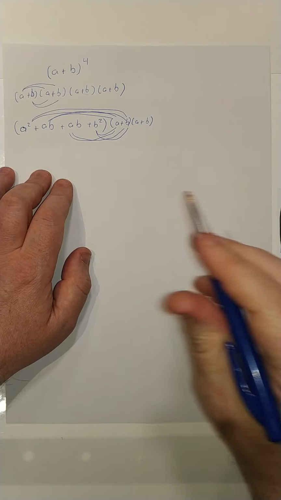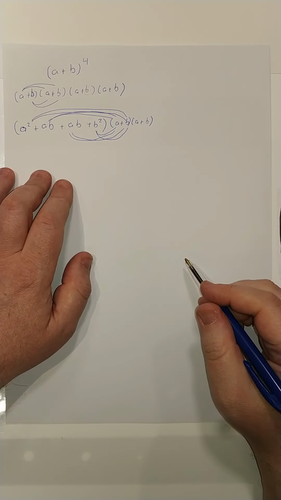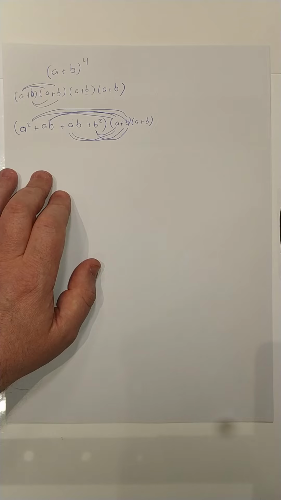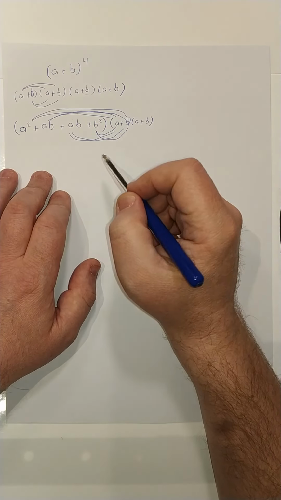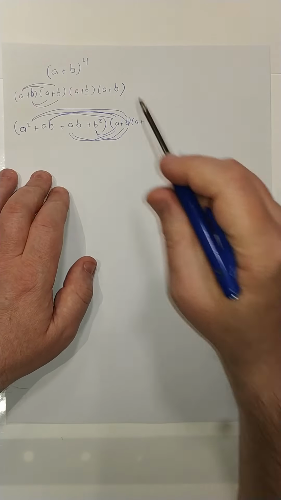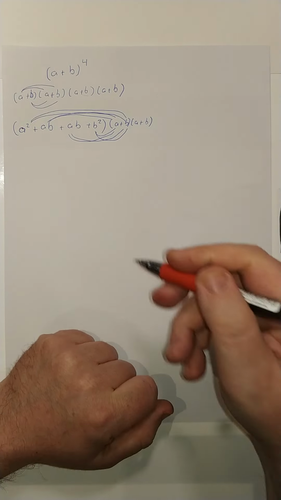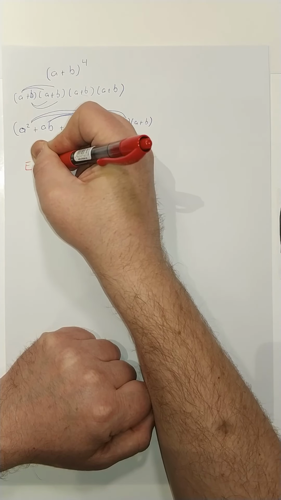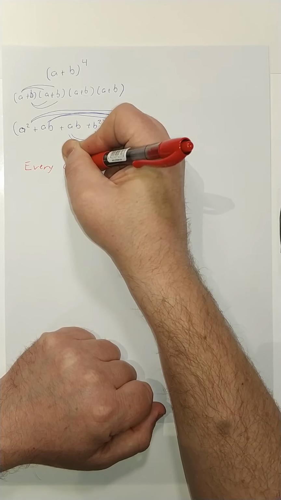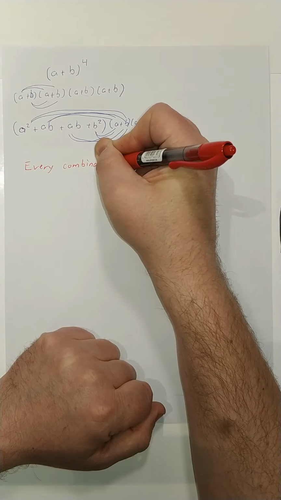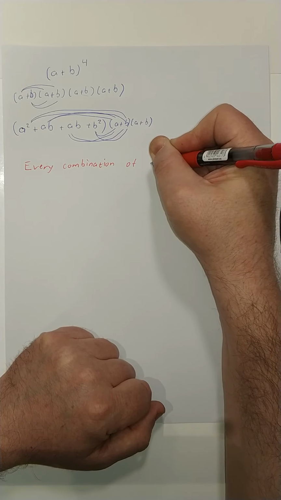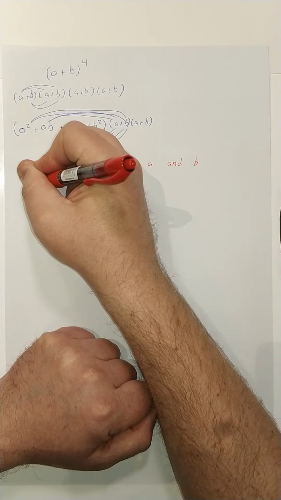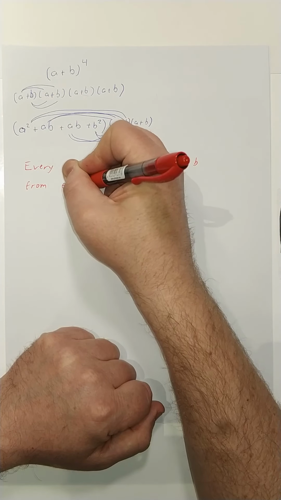As I said, if you think this is tedious and cumbersome, yes, you're right. This is not how you would be expected to solve the question, but it is the reason why we have the formula we have. So before we go on, I just want to write down what we said before, that in the end we're going to end up with every combination of a and b from each bracket.